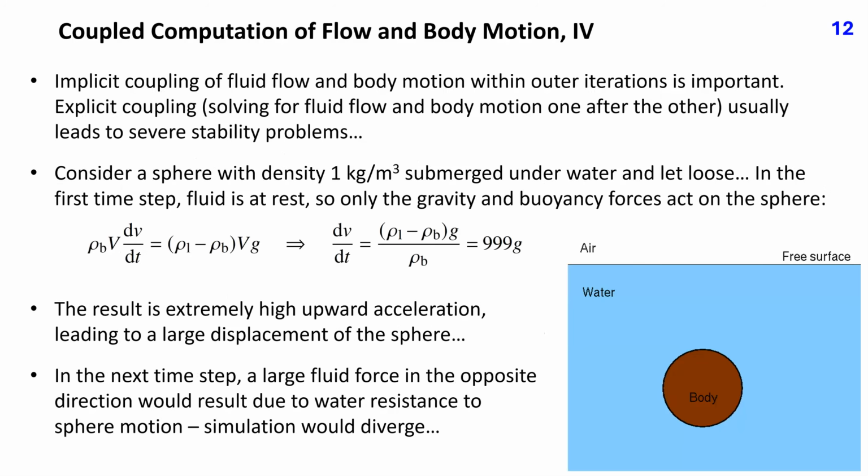Implicit coupling of fluid flow and body motion within outer iterations is important. Explicit coupling, that is, solving for fluid flow and body motion one after the other, usually leads to severe stability problems. Consider a sphere with density of 1 kg per cubic meter submerged underwater and let loose. In the first time step, fluid is at rest, so only the gravity and buoyancy forces act on the sphere, leading to this equation of motion. The result is an extremely high upward acceleration amounting to 999 gravity accelerations.